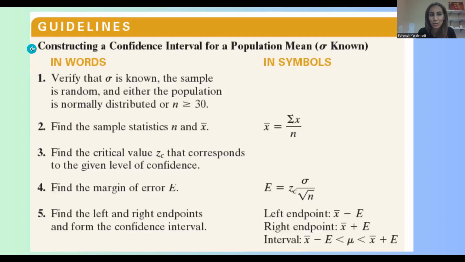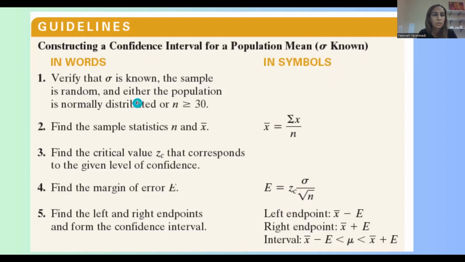We're going to learn how to construct a confidence interval for population mean when sigma is given to you. If sigma is given, we're going to use z-score. If sigma is missing, we're going to use t-values, step by step.